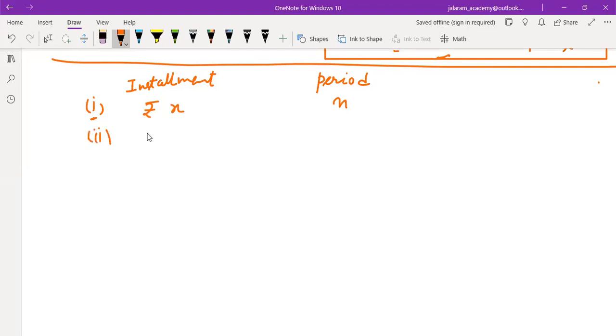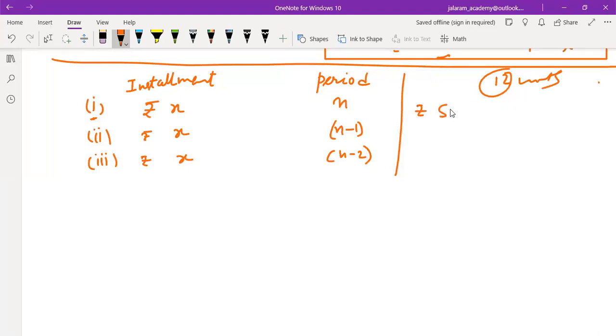Again, if we deposit rupees X in the second month, it remains deposited inside the bank for a period of n minus 1 months. Again, we deposit rupees X in the third month, so it remains inside the bank for n minus 2 months. For example, if you open a bank account for 12 months and you deposit rupees 500 per month, this first rupees 500 remains inside the bank for 12 months. The next installment of rupees 500 will remain for 11 months, and the next installment of rupees 500 will remain for 10 months.